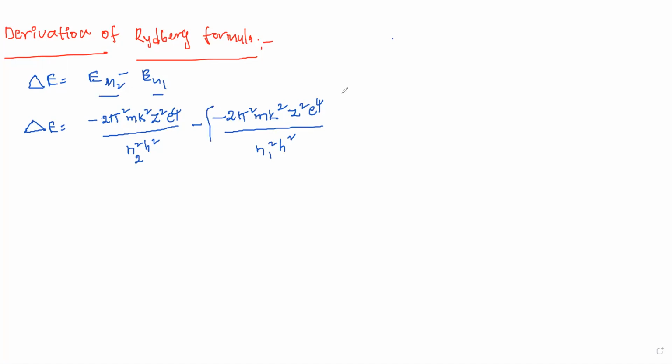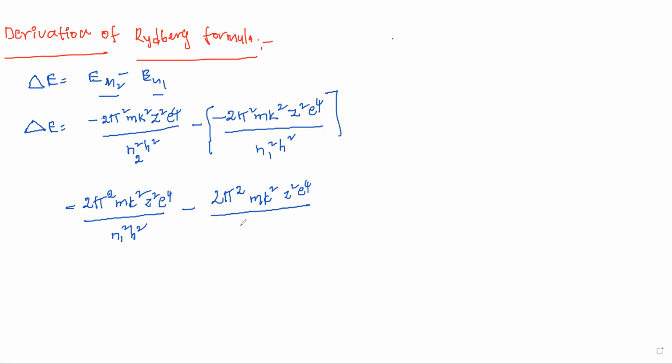And here, minus into minus becomes plus. When we take n1 h square to this side, we get that equal to 2 pi square m k square z square e to the power of 4 by n1 square h square minus the same 2 pi square m k square z square e to the power of 4 by n2 square h square. This is n2, the excited electron.